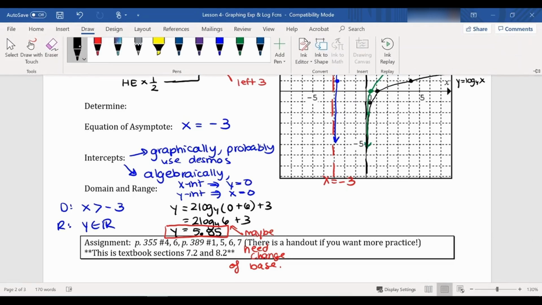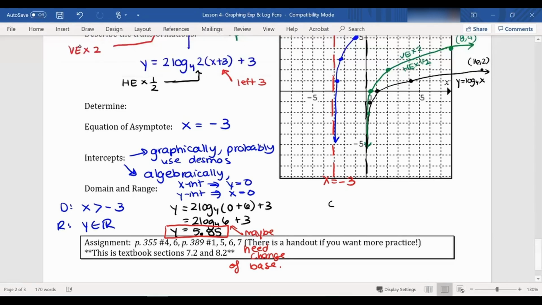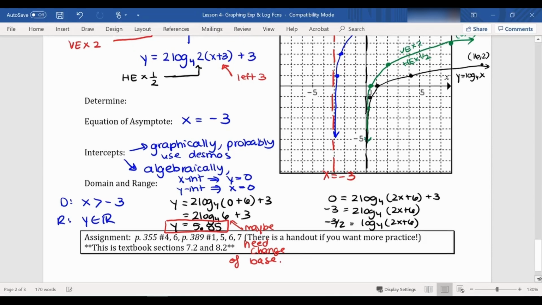For your x-intercept, your y is 0. So you'd have 0 equals 2 log base 4 of (2x plus 6) plus 3. You need to find x here. You need to try and isolate x. So I would move the 3 over to the left. Divide both sides by 2. And then I'd rewrite this in exponential form.